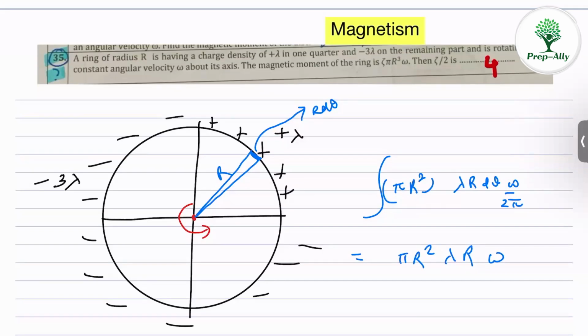Integration of the theta value, you will take it from 0 to pi by 2, sir. Omega by 2 pi into pi by 2 will come, na? Yes, sir. 1 by 4, sir.